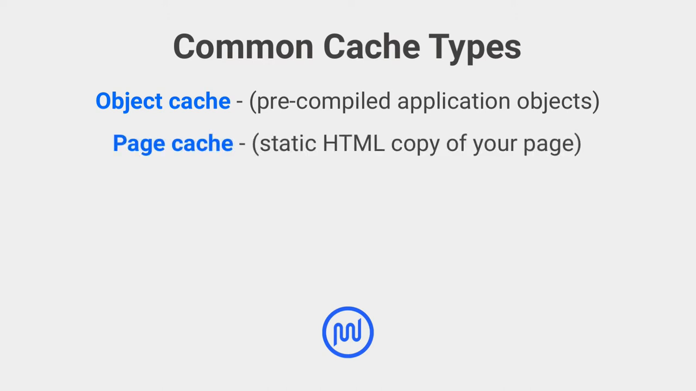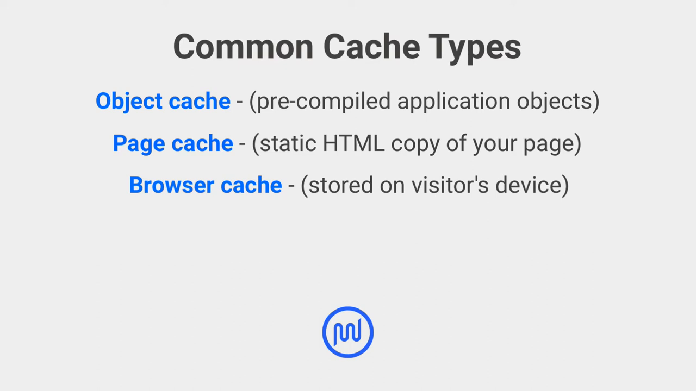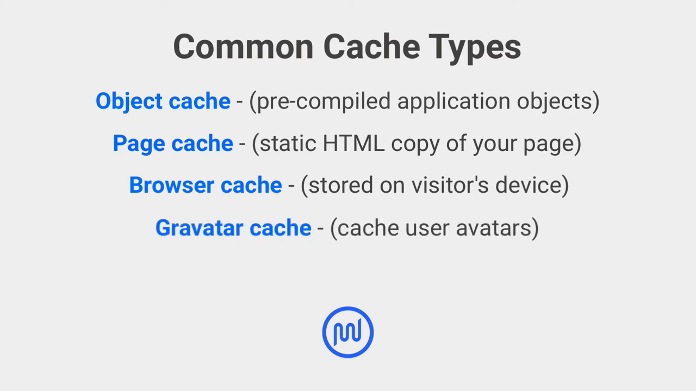Page cache stores and serves static HTML copies of your pages and posts to your visitors. Browser cache places temporary data on your visitors' devices so that they don't have to download assets the next time they visit a page. Gravatar cache is more specific to WordPress. This stores local copies of avatars used in comments and your theme. RSS cache will cache your RSS feeds to reduce the load on your server. So next time you're asked if you've tried to clear your cache, you can ask which one.